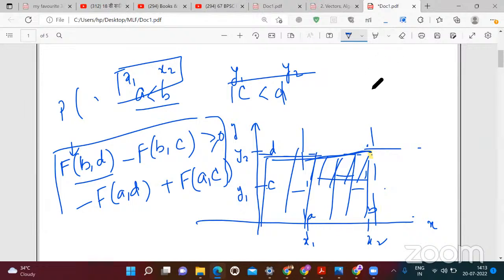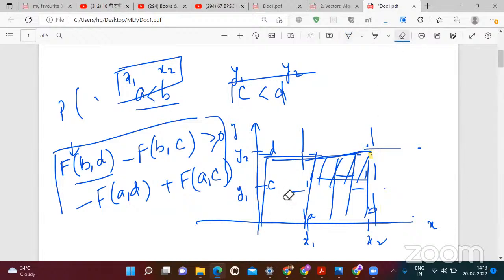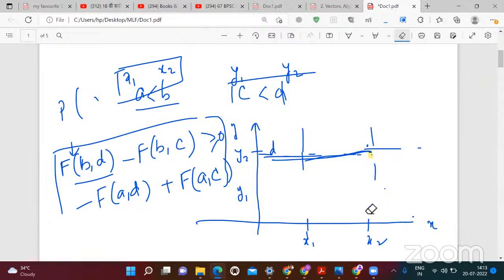Okay. So did you understand this, or should I repeat it? Yes, yes. Sir, one doubt here. I understood the whole rectangle thing, and then minus F(b, c), which is the lower part, we reduce the lower part. Minus, we reduce the left side part, and then we are left with the square. Then why are we adding this F(a, c)?